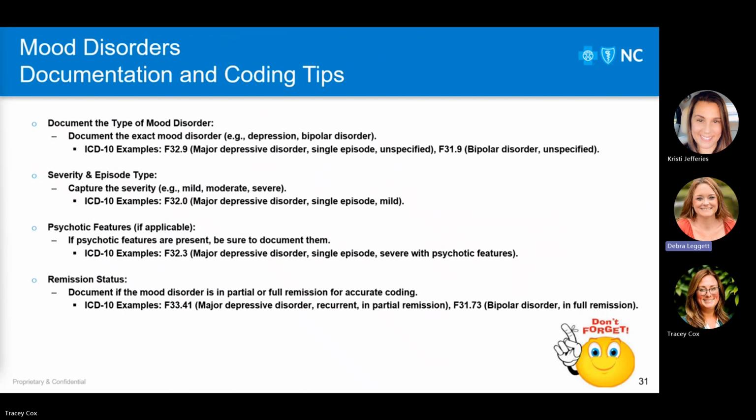It's also helpful to include the severity of the disorder and whether the patient is experiencing an acute or chronic episode. For instance, a severe recurrent major depressive disorder, F33.2, is coded differently from the mild single episode, F32.0. If the patient has psychotic features or if the mood disorder is in partial or full remission, these should be documented as well, as they influence the final coding. This level of detail ensures a complete picture of the patient's mental health and appropriate coding.